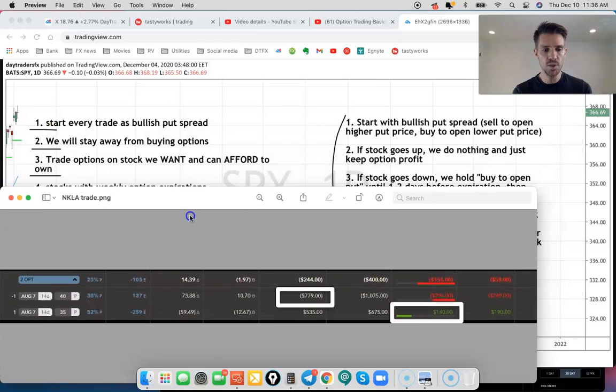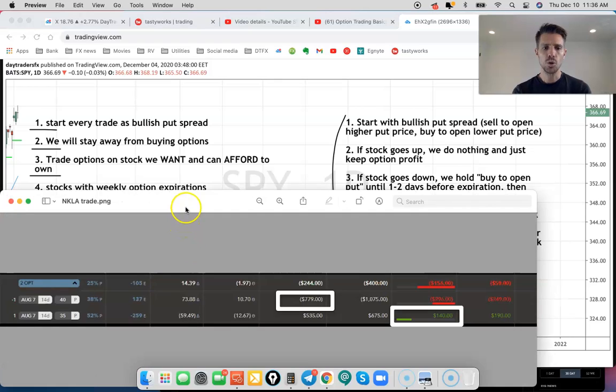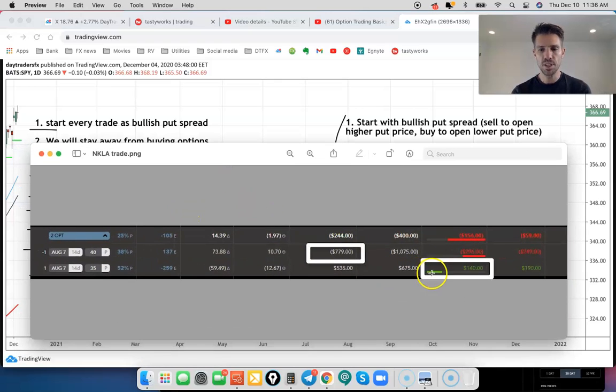Now, once we own the stock in that fashion, that's how we calculate our break even. And I'm going to do a little bit more on calculating that break even, but it's a very simple process. Then we'll sell a call option on the stock we own, one strike higher than the current stock price or one strike higher than our current break even price. So once I decide, okay, I'm going to own this stock, this $140 profit and this $779 credit gives us $919, and that brings our break even to about $30.81.